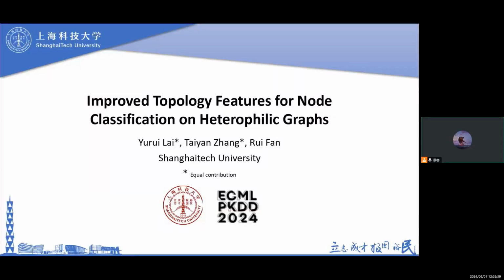My name is Yu Lai and I'm from China. Now I'm a PhD student at Hong Kong Baptist University. I received my master's degree from ShanghaiTech University in 2024. This work about graph neural networks on heterophilic graphs was done at ShanghaiTech.